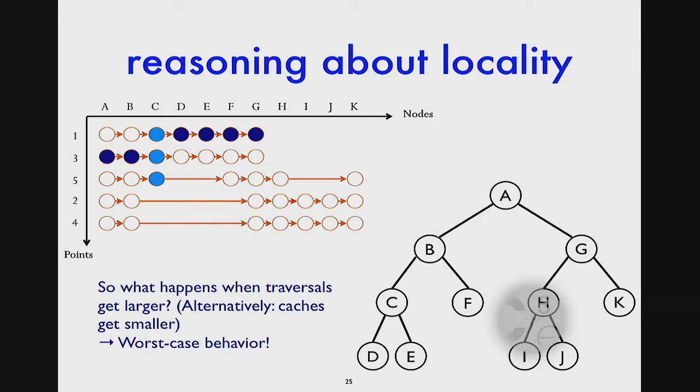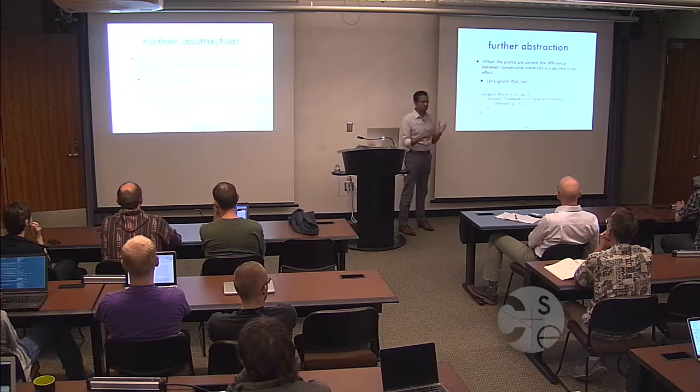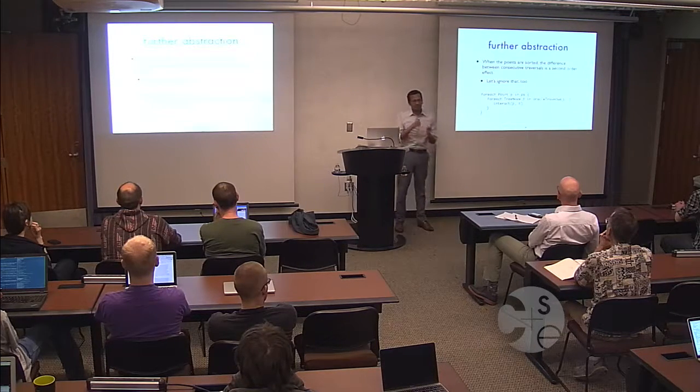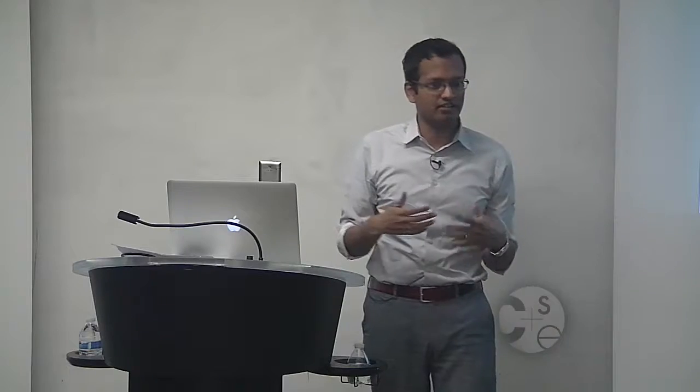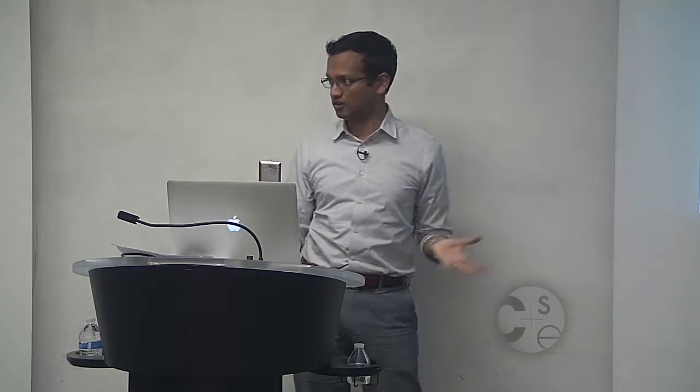So what can we do about this? Well, let's simplify a little bit more. Let's just play a game. Let's abstract away a bit more. When the points are sorted, so when I went from 1, 2, 3, 4, 5 to 1, 3, 5, 2, 4, the difference between consecutive traversals has gotten relatively small. Most of the time between one traversal and the next one, there's a lot of similarity between the two traversals. So for the purposes of abstraction, let's just ignore the fact that there's any difference at all.